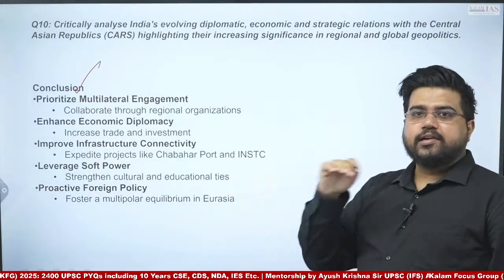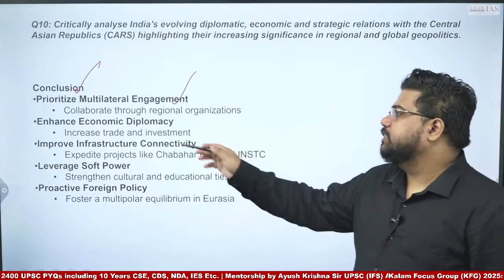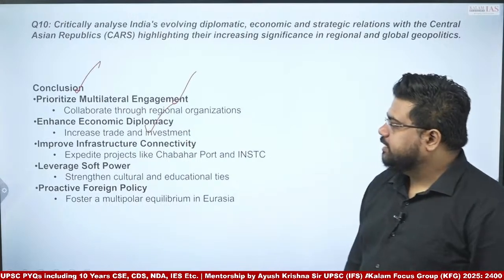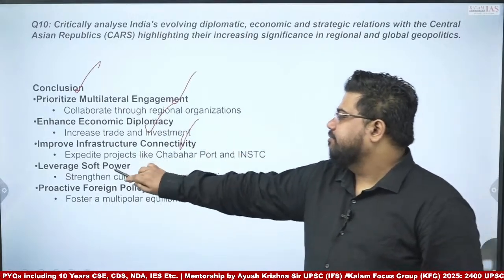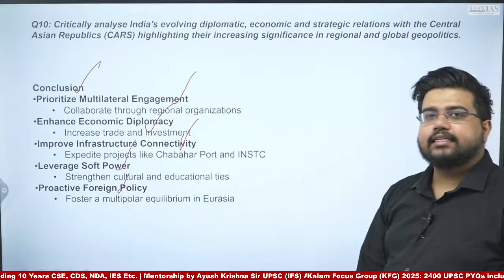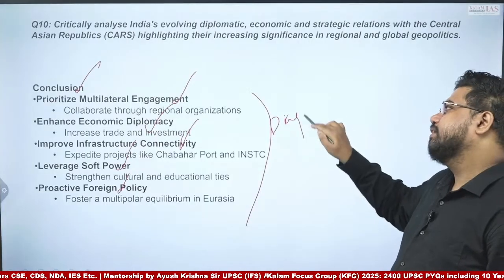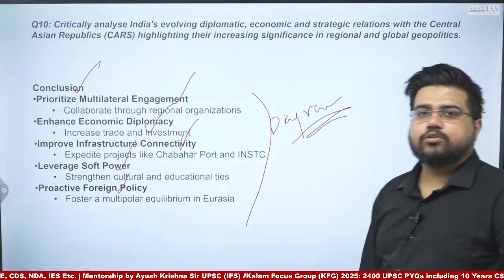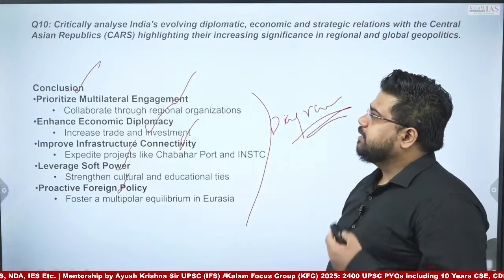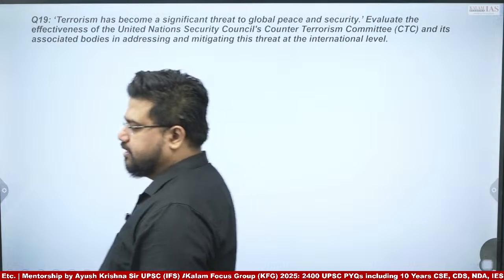This way-forward-based conclusion speaks about prioritizing multilateral engagements, enhancing economic diplomacy, infrastructure connectivity, leveraging soft power, and proactive foreign policy. These are different aspects you can write in the conclusion. Again, you can put this in a diagram and go for another 2-line conclusion. That is also optimum. That is also very much appreciated for this particular question. Go to the 19th question, then we will continue the discussion.